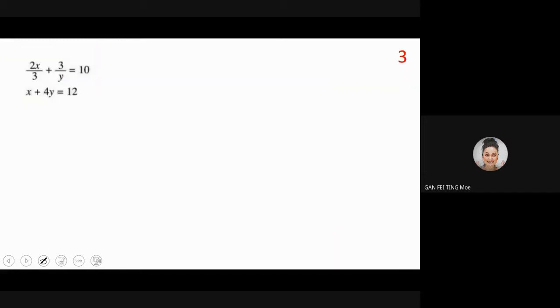Okay, now next. This is another type of question that you might get. For the first one, I did tell you just now, one will be a linear equation. From the linear equation, you get your subject equation. So you make x equals 12 minus 4y your subject equation. Secondly, you substitute this into here.